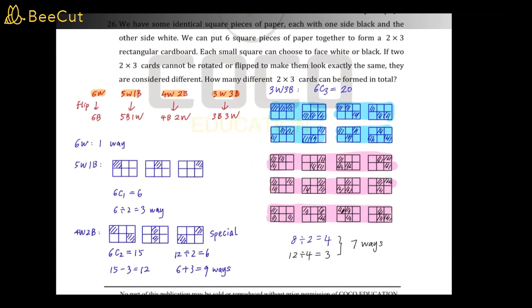Now we add everything together. Let's find it. We got 1 way, 3 ways, 9 ways, 7 ways. So the total is 1 plus 3 plus 9 plus 7 equals to 20.